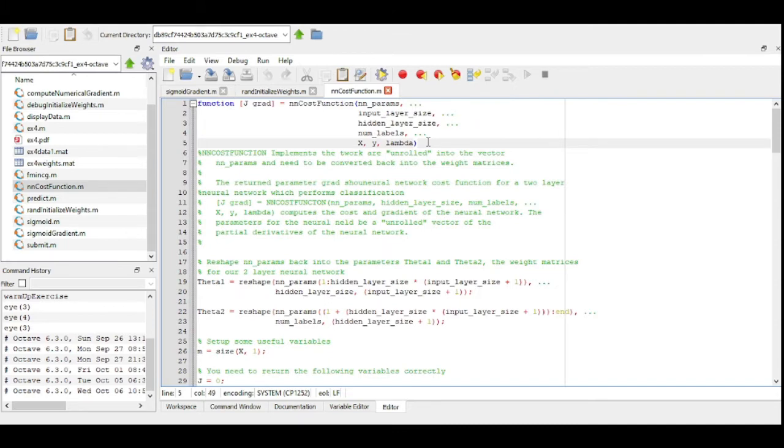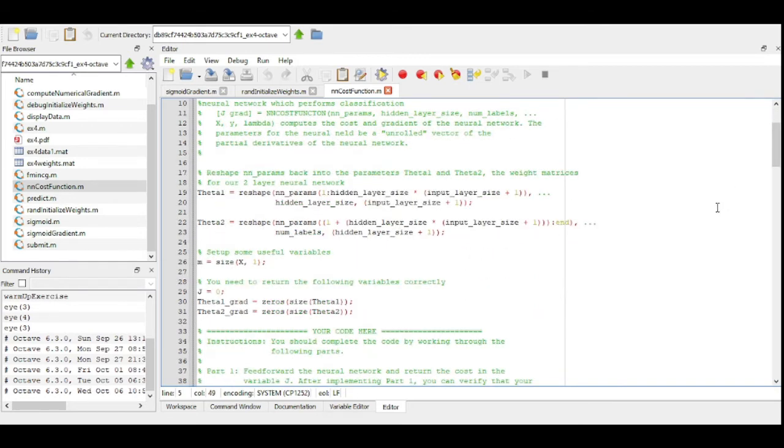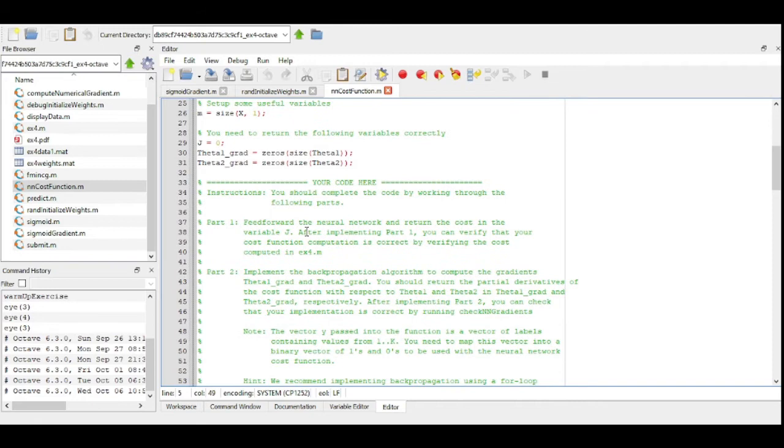Now coming to the next one, which is nnCostFunction.m. Here there are basically three parts which we want to implement. In the first part, we want to feed forward the neural network and return the cost in the variable J. After implementing part 1 you can verify. So in the first part we just want to return a cost function.